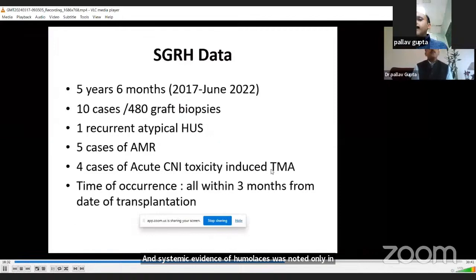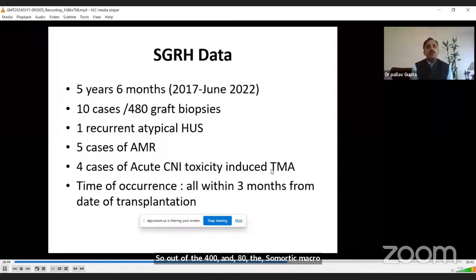Now, this is data from our own hospital. From 2017 to June 2022, out of the 480 graft biopsies, 10 cases had thrombotic microangiopathy. One case was recurrent atypical HUS, and the rest, 9, were de novo thrombotic microangiopathies, of which 5 were cases of acute antibody-mediated rejection associated TMAs, and there were 4 cases of acute CNI toxicity induced TMA. As for timing of occurrence, all the cases occurred within 3 months from the date of transplantation.